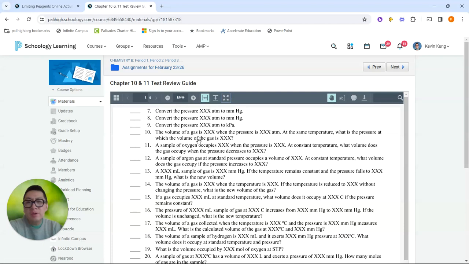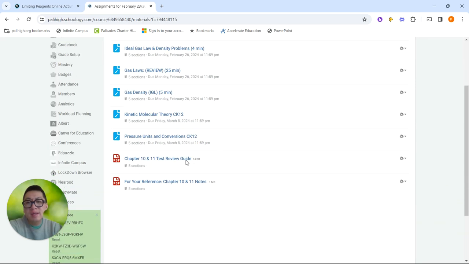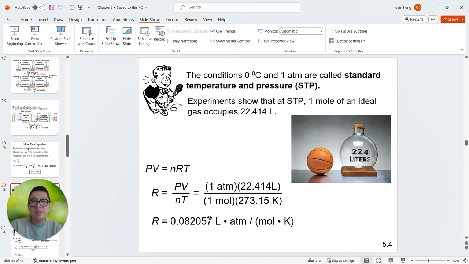In the folder for February 23rd, 26, here at least, you'll see the Chapter 10-11 test guide. And also for your reference, the Chapter 10-11 notes, which were all these notes on here that you've already seen, the Chapter 10 notes, Part 1, 2, 3, 4. So that is what's going to be on the test next class. Or, I shouldn't say necessarily next class, the next time I see you, which I'll post on Schoology.